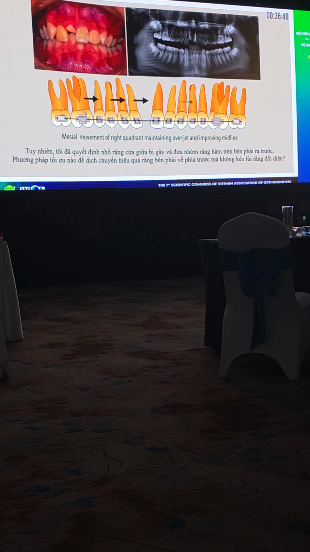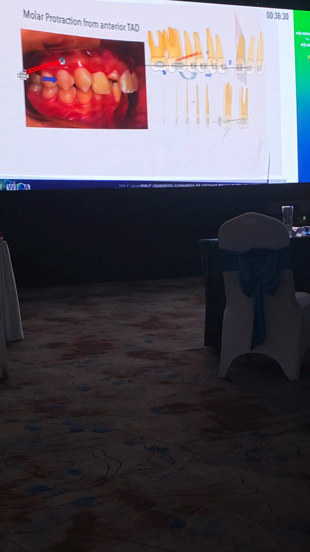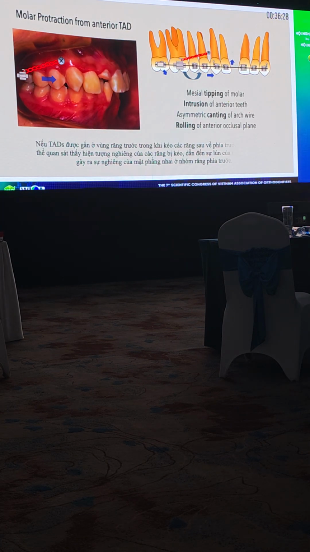What would be the optimal method for effectively moving the right teeth forward without retracting the opposing teeth? If the TAD was installed in the anterior region, while pulling the posterior teeth forward, we may observe tipping of the pulled teeth, resulting in intrusion of the incisors, which could lead to a tilted occlusal plane in the anterior segment.